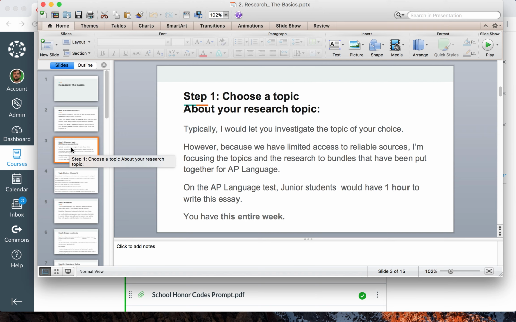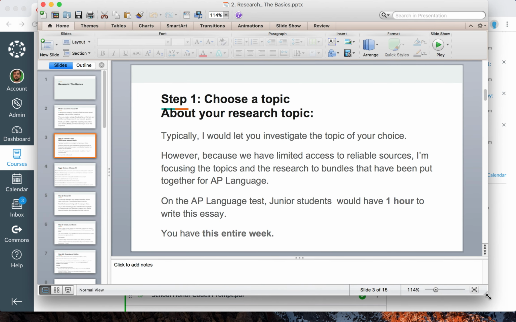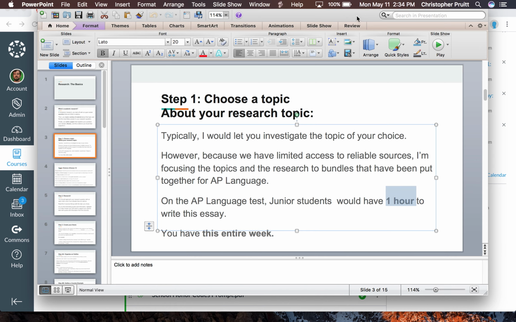So, step 1, you're going to choose a research topic. Usually I would let you choose whatever topic that you wanted to look more into, but we don't have as many resources as we usually do. So, the topics that you are going to choose come from the AP language test. That's the junior level AP test. Now, juniors, when they take this test for AP language credit, they have 1 hour to write this essay. You guys have the whole week. You have plenty of time to do it, and I believe that this is something you can do.